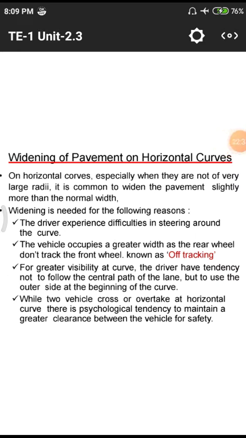On horizontal curves, especially when they do not have very large radii, a horizontal curve without a large radius means it has a small radius. Whenever we have a small radius, we need to provide this extra widening of the pavement.